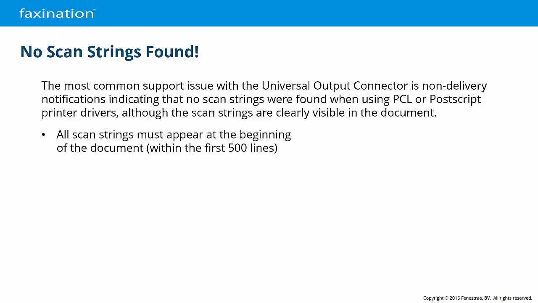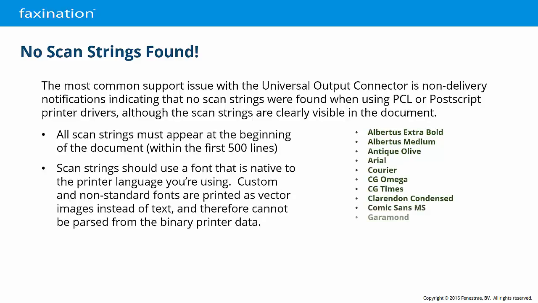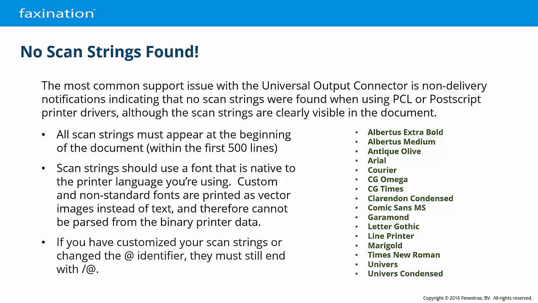All scan strings must appear at the beginning of the document, or at least within the first 500 lines. The scan string should use a font that is native to the printer language that you're using. Custom and non-standard fonts are printed as vector images instead of text, and won't appear in the spooled data as text that can be parsed by Faxination. If you've customized your scan strings or changed the @ symbol identifier, note that the scan strings must still end with the /@ symbol.